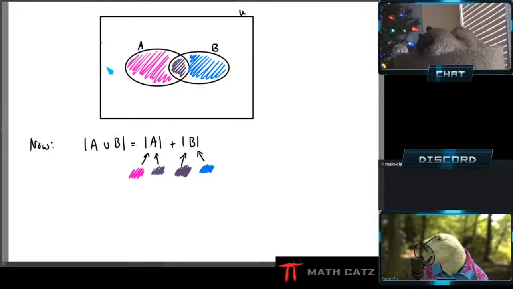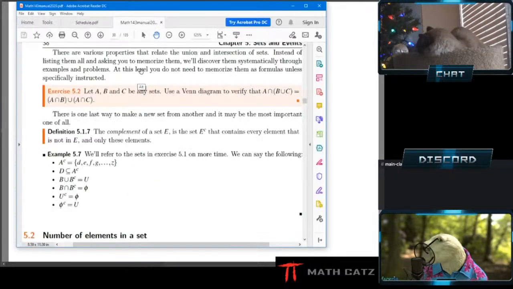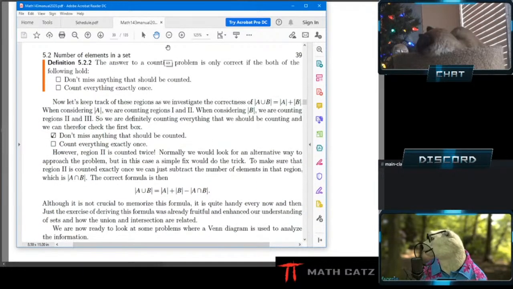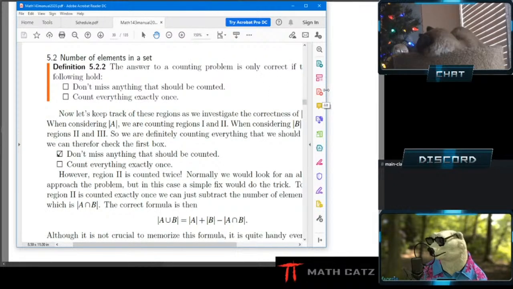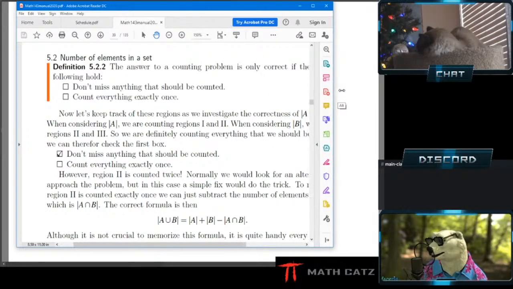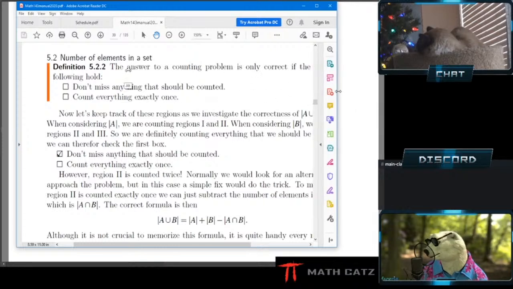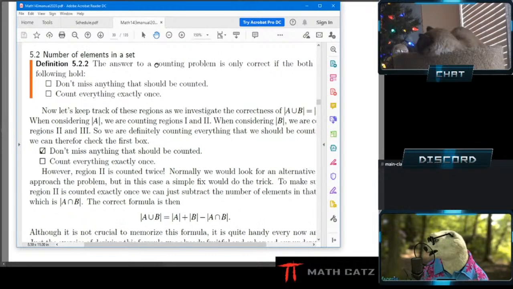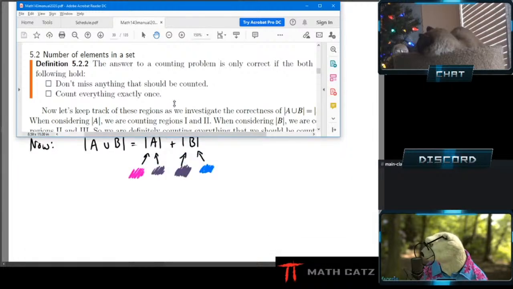Now, in my counting, I'll just say it by way of the book here, speed things up a little bit. In my counting goal, any counting problem, I have the following two check boxes that I must make sure are satisfied.